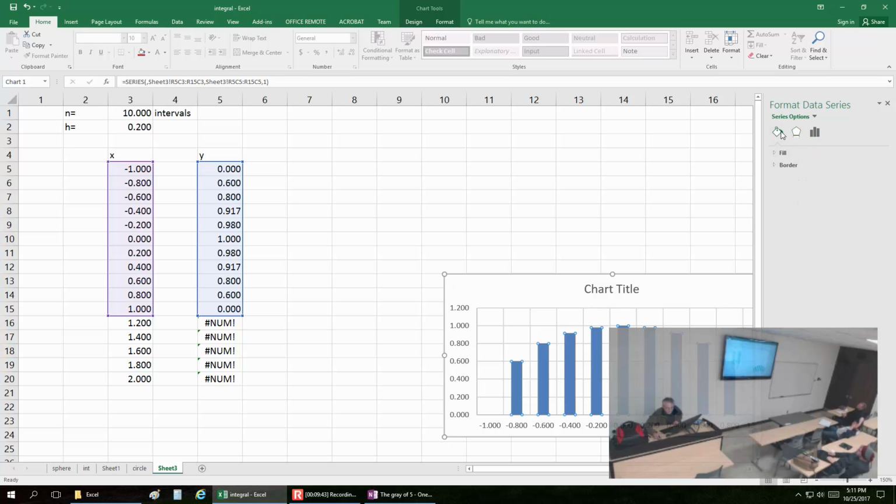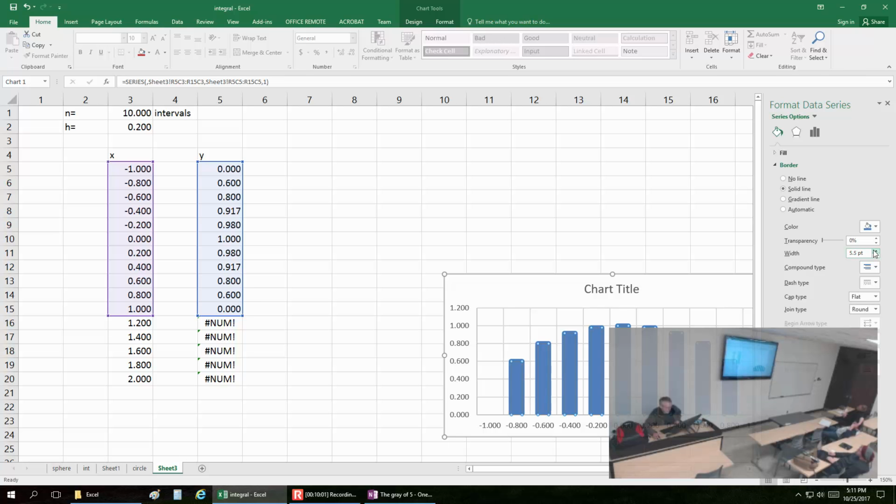Shadow glow, some field border, color, solid line. Can I widen it? Okay, see what I'm doing? Because they were too narrow and they didn't really reflect what we're trying to accomplish.